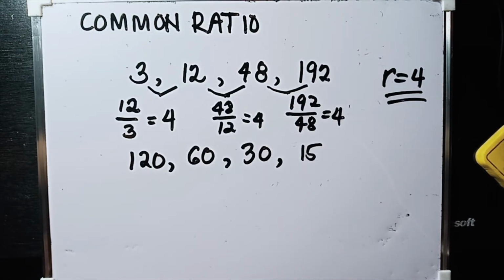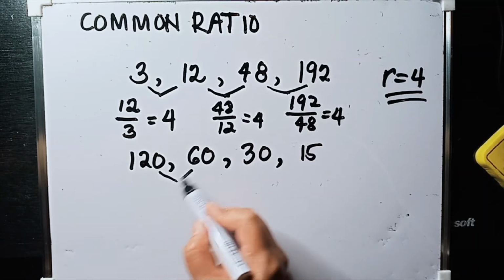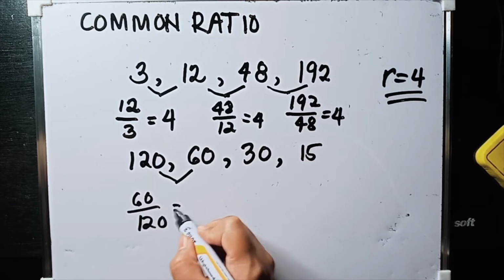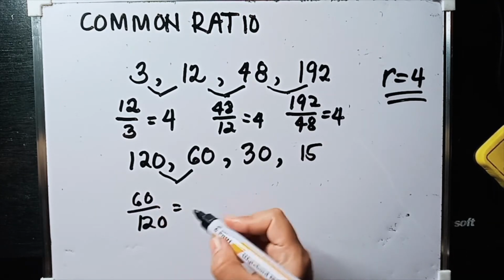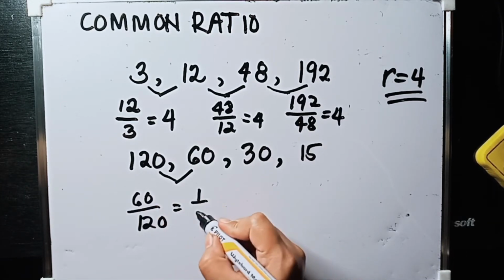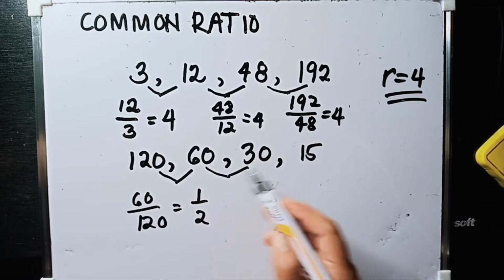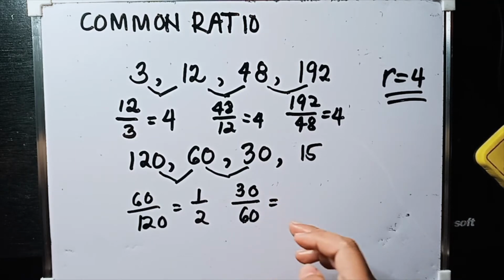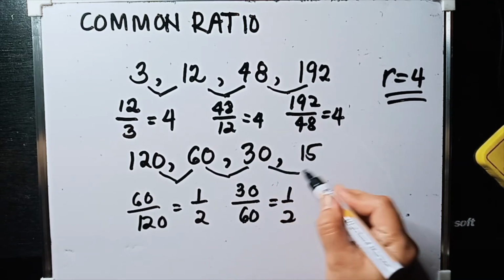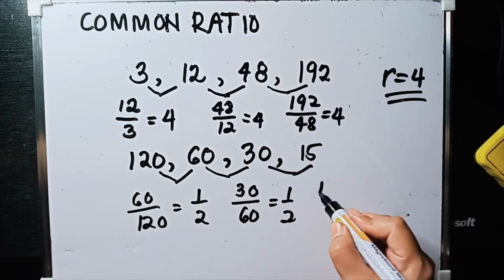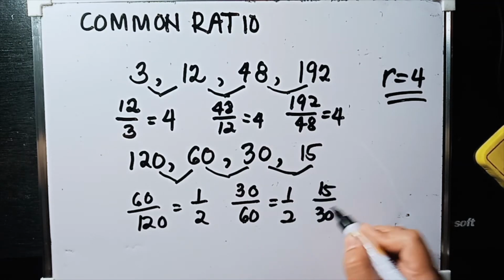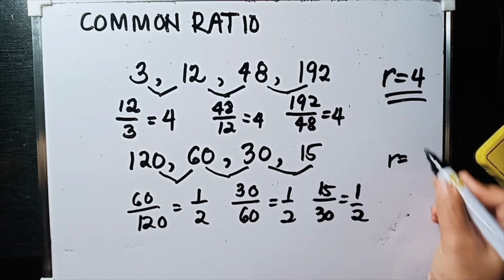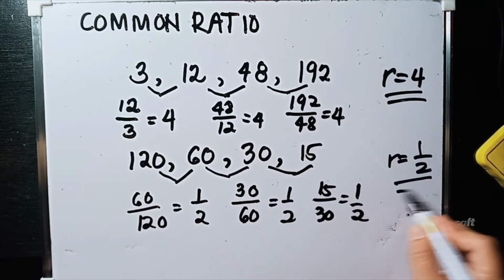Let's move on with the next example. So, this pair would be 60 divided by 120. We have 1/2. 30 divided by 60 is also 1/2. How about this pair? We have 15 divided by 30 is also 1/2. So, the common ratio is 1/2.